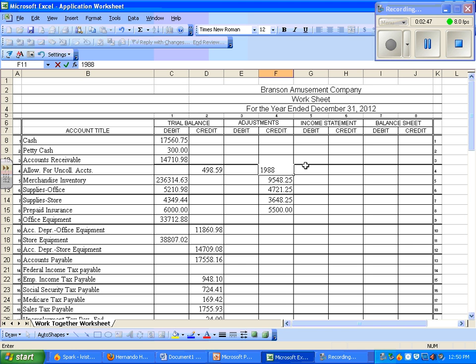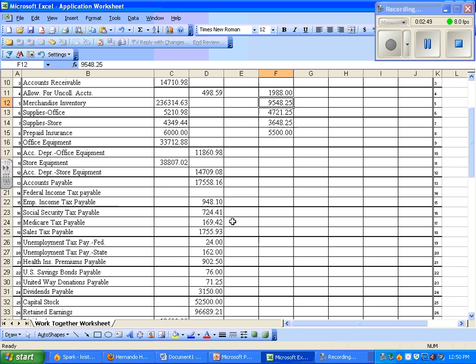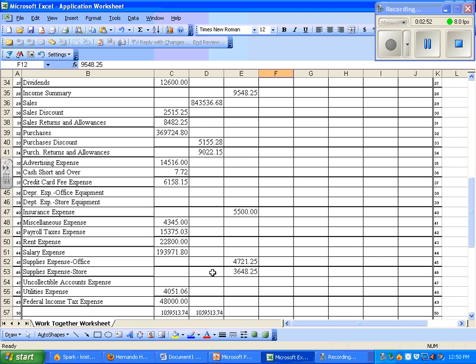And then we're going to go down, and the debit side of this adjustment is going to be on uncollectible accounts expense, 1,988. So that's our adjustment for uncollectible accounts expense. And our last adjustment is for depreciation expense.